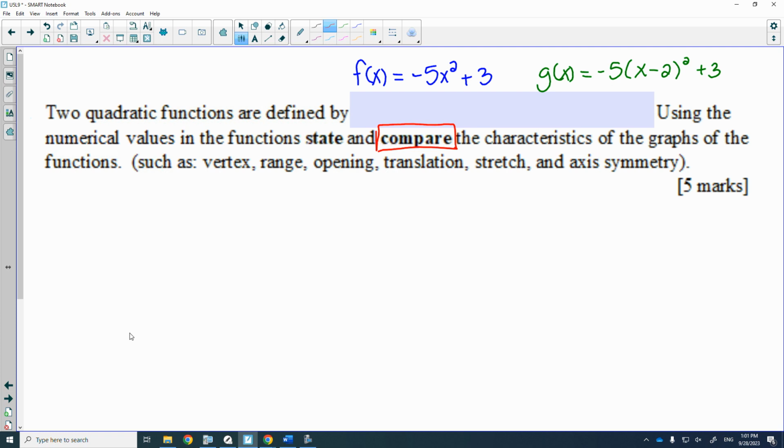So just write these two quadratic functions. So f of x is equal to negative 5x squared plus 3. And this guy, g of x, is negative 5, x plus 2 squared plus 3. It's going to say the word compare, and it specifically wants you to talk about, we'll add domain to this as well. So I'll show you how I would set this question up.